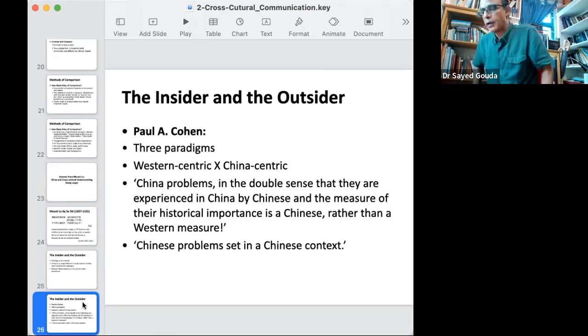There is a scholar called Paul Cohen. Professor Zhang Longxi quoted him several times because that American scholar also noticed the problem. He noticed that Western scholars who use Western theories and methodologies to analyze and explain Chinese history have some problems, and they cannot fully understand Chinese history if they follow this way. So he divided the recent Chinese history into three paradigms.